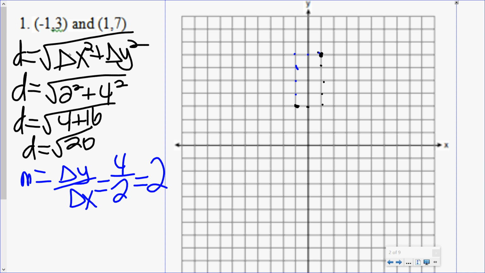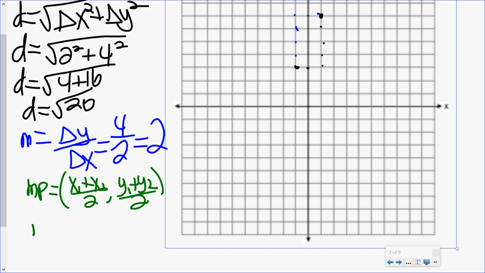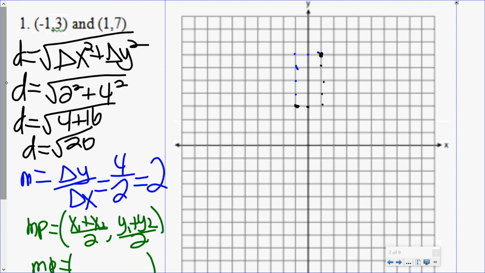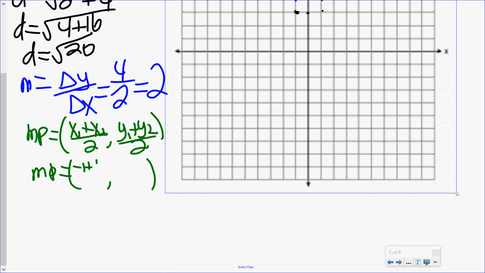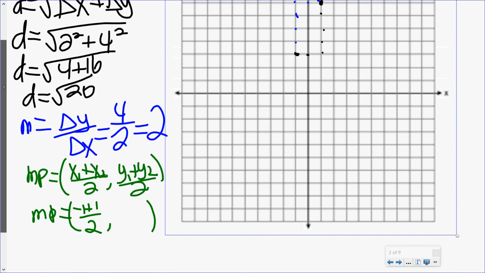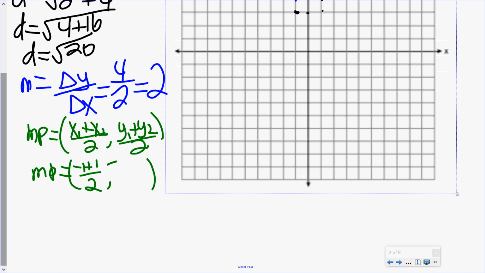Midpoint. The average of the x values, add the x values and divide by 2. The average of the y values, add them up and divide by 2. So my x values are -1 and 1. So it's -1 plus 1 over 2. My y values are 3 and 7. So it's 3 plus 7 over 2.